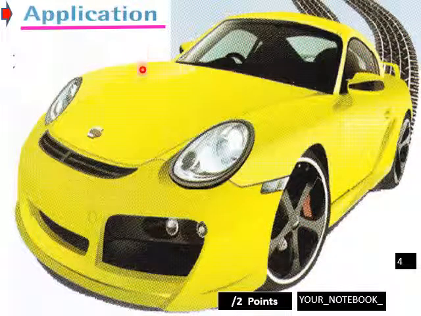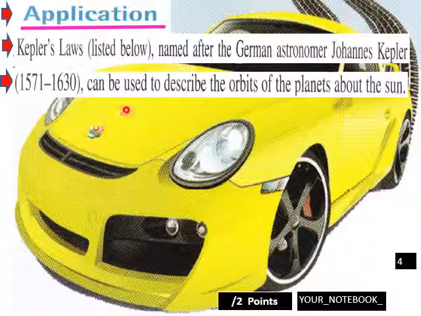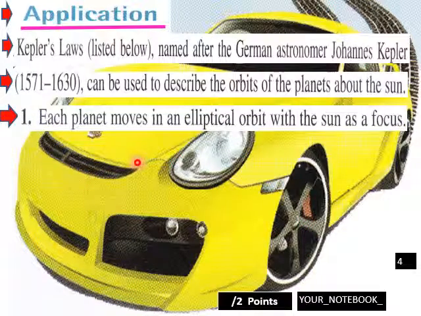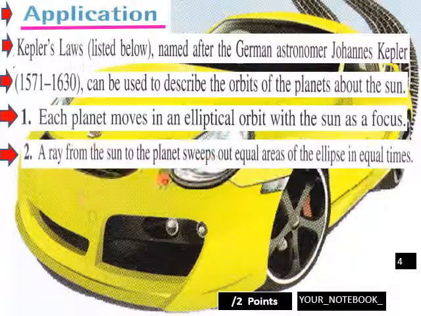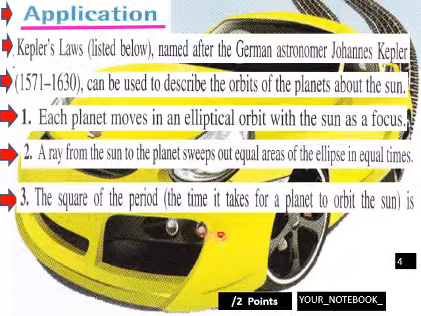Kepler's laws, listed below, named after German astronomer Johannes Kepler, 1571-1630, can be used to describe the orbits of the planets about the sun. Number 1, each planet moves in an elliptical orbit with the sun as a focus. 2, a ray from the sun to the planet sweeps out equal areas of the ellipse in equal times. And then 3, the square of the period, meaning the time it takes for a planet to orbit the sun, is proportional to the cube of the mean distance between a planet and the sun. How do you like that? So that's kind of a cool situation there.